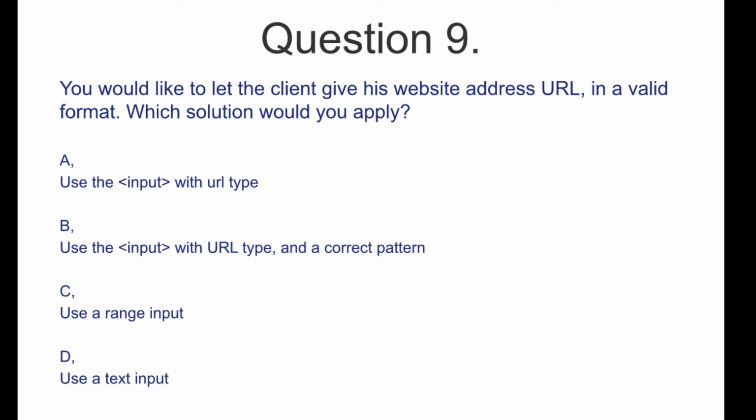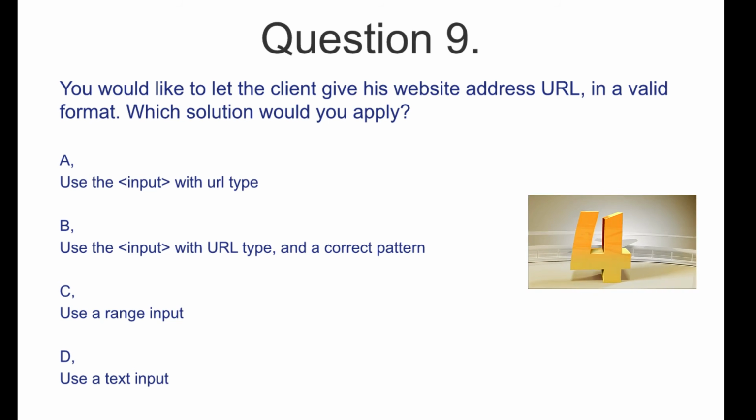Question number 9. You would like to let a client give his website address URL in a valid format. Which solution do you apply? Do you use the input with the type URL? Do you use the input with a URL type and a correct pattern, do you use the range input or do you use a text input? So which one would you select for the client in order to provide a proper URL address in a valid format? A, input with the URL type. B, input with the URL type and correct pattern. C, range input. D, text input.